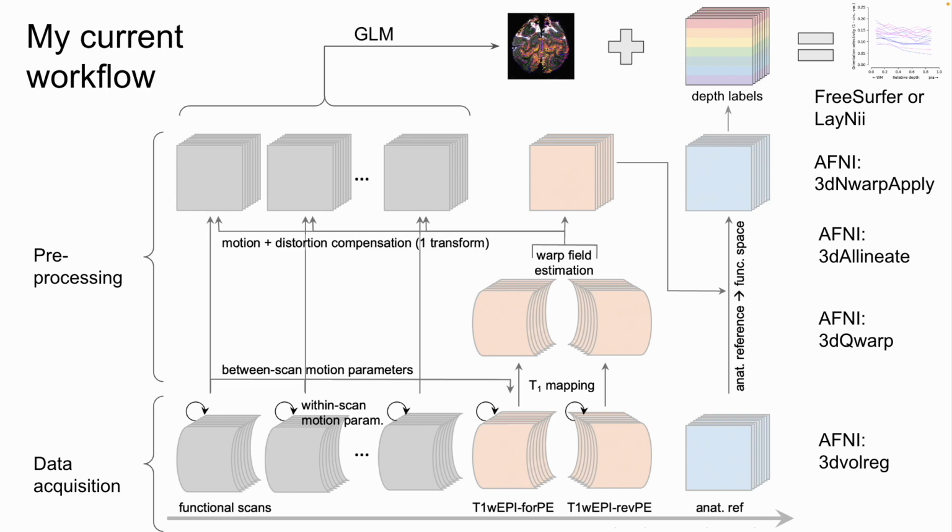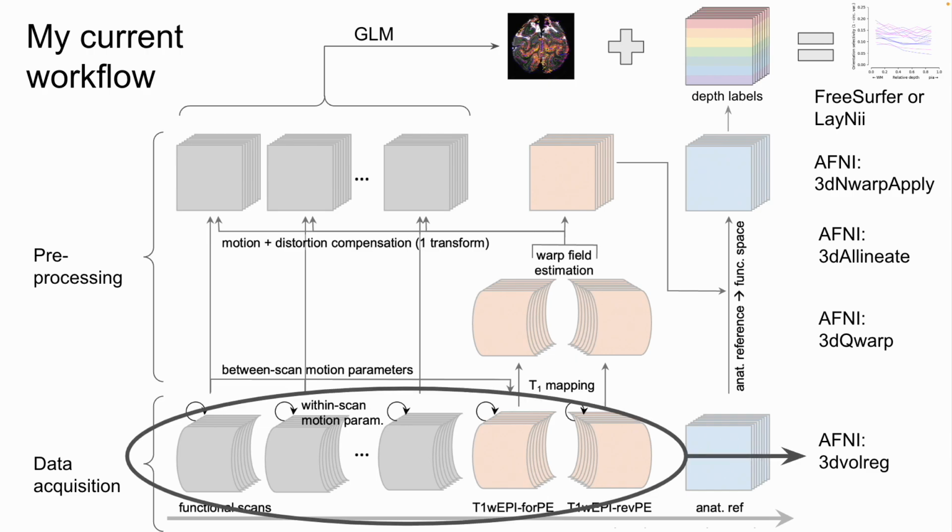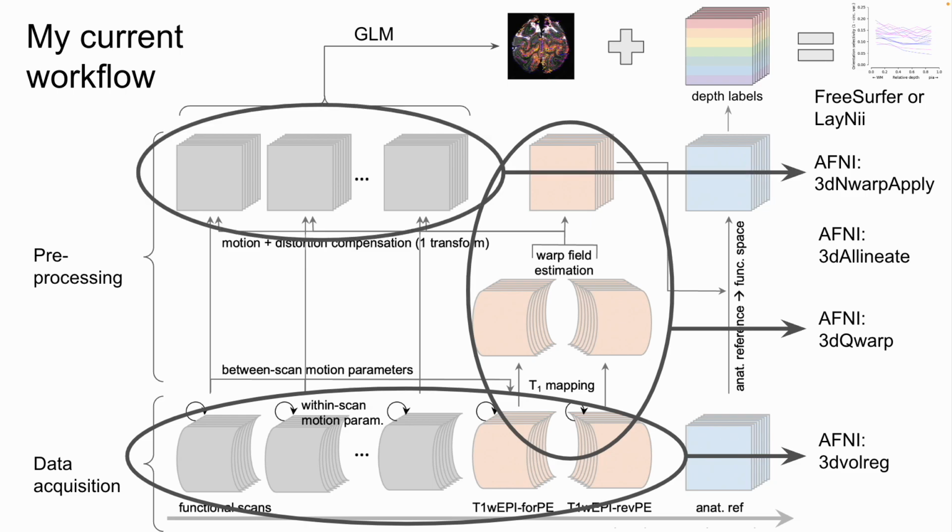AFNI's 3dvolreg, AFNI's 3dQwarp, AFNI's 3dAllineate. AFNI loves saying 3D, so I do my within scan with 3dvolreg. I do my unwarping with 3dQwarp. I use 3dNwarpApply to apply. I use 3dAllineate to discover the transformation from the anatomical to the functional space, and then either FreeSurfer or LAYNII to get some depth labels in there. So that's the pipeline I'm sharing, and I lack Julia's patience to give you step-by-step screenshot guides, so today I'm just giving you an overview, and tomorrow we're going to hack through it if you want to.